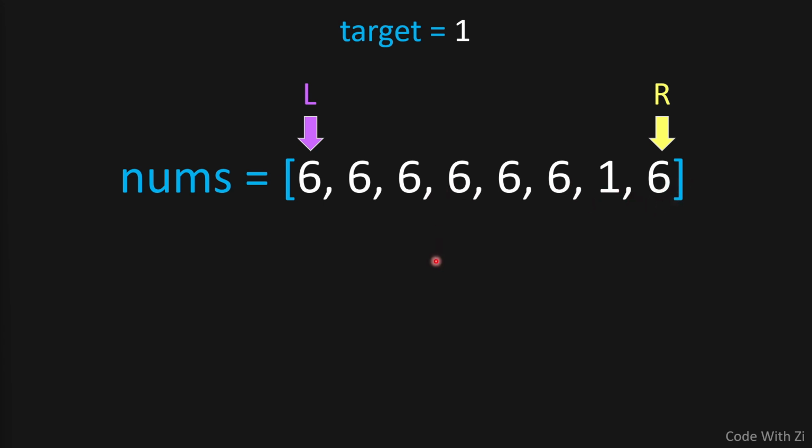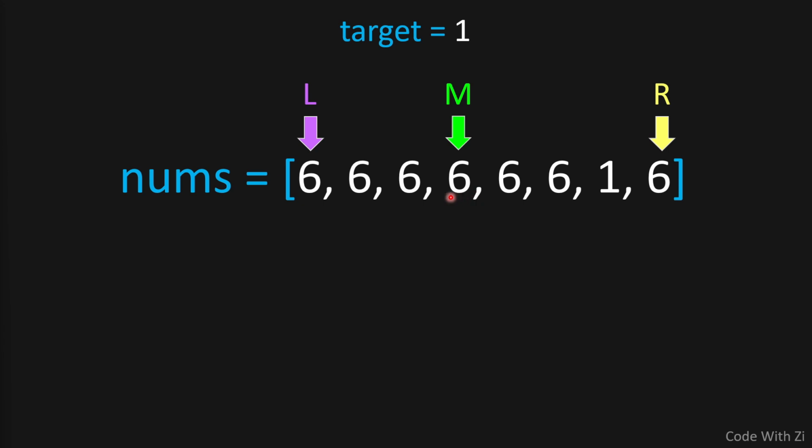Now that we have our left and right, in binary search we also need our middle variable. Middle is always equal to left plus right divided by 2. Left is 0, right is 7. 0 plus 7 gives us 7, and 7 divided by 2 is 3.5. We're going to get rid of this 0.5, so that leaves us with 3. So middle is pointing to the number at position 3, and that's this 6, because this position here has the index of 3.